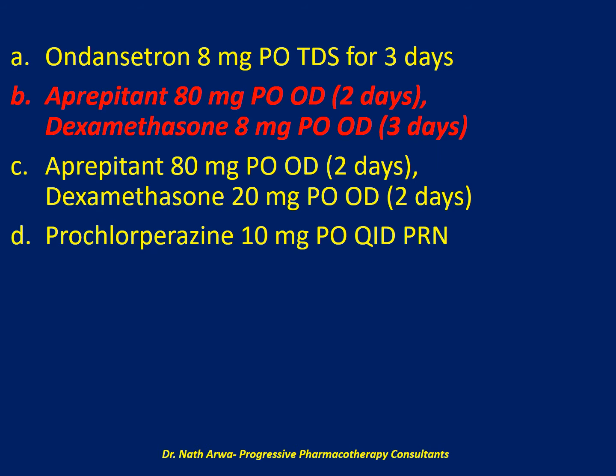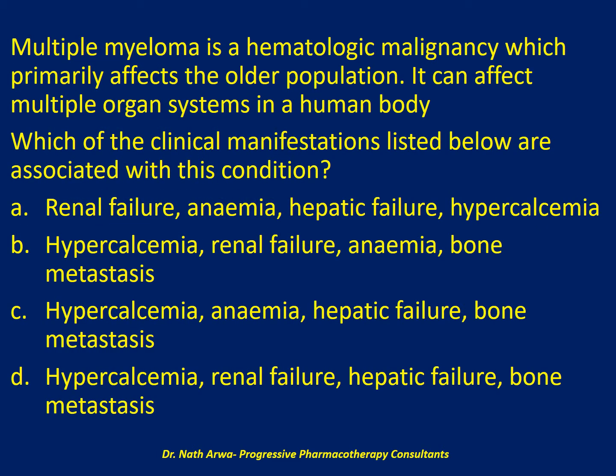Let's move to the next question, and it reads: multiple myeloma is a hematologic malignancy which primarily affects the older population. It can affect multiple organ systems in the human body. So my question to you is, which of the clinical manifestations listed below are associated with this condition, multiple myeloma?